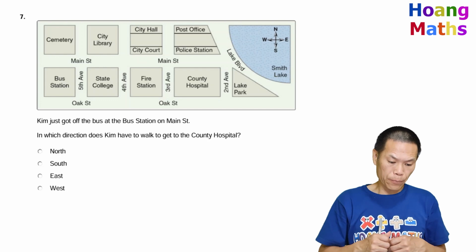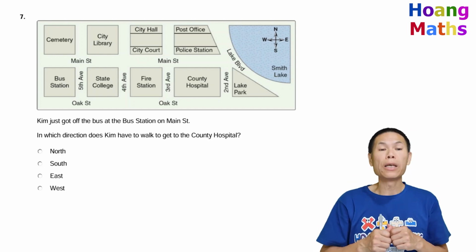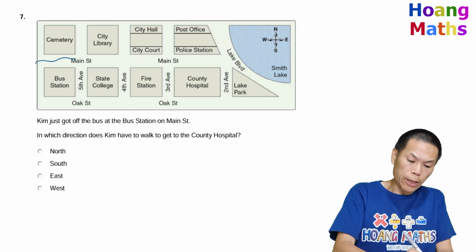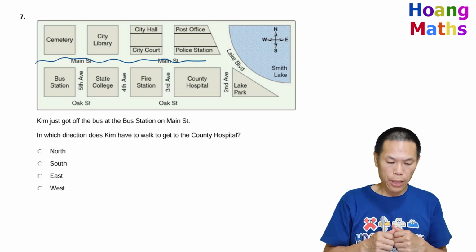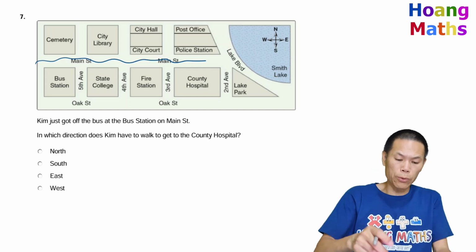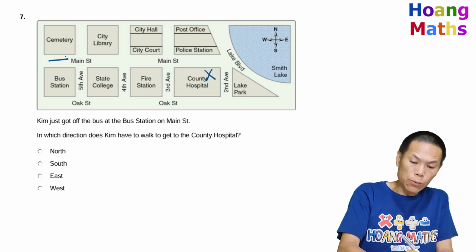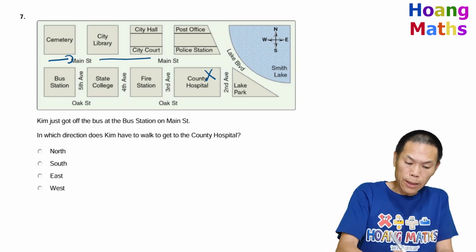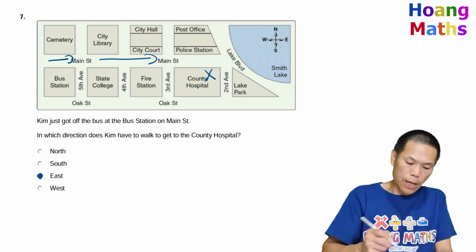Question number 7. Kim just got off the bus at the bus station on Main Street. So Main Street will be along here. Okay, keep that in mind. In which direction does Kim have to walk to get to the county hospital? So county hospital is here. So that means he goes this way. So that is go east. So east is heading this way. So therefore, there you go.